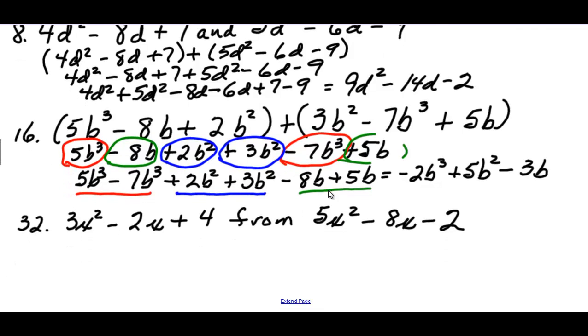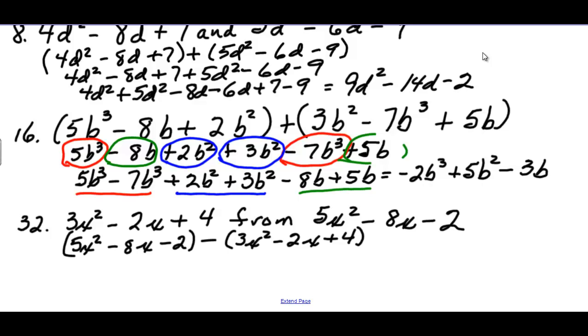All right, we've got one more problem here, and then I've got a couple more I want to take a look at. What we have here says you want to subtract 3x squared minus 2x plus 4 from 5x squared minus 8x minus 2. So it says subtract from, that means when you rewrite this, you write 5x squared minus 8x minus 2. There's that quantity.